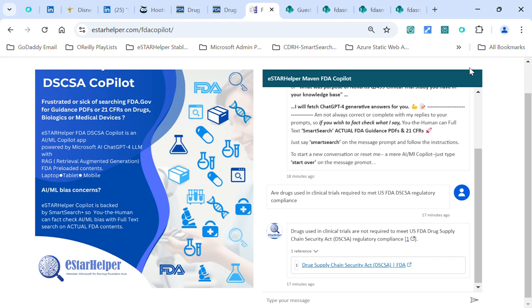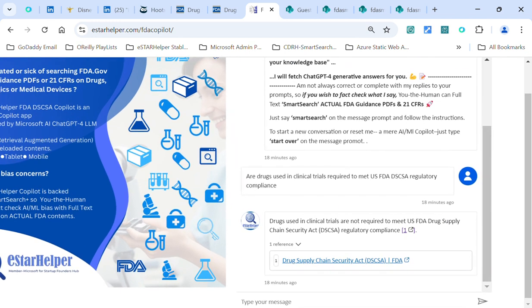So here we go. Regarding your question about clinical research drugs being required for compliance with FDA on DSCSA, I decided to run a query with our FDA CoPilot. So I essentially asked it, are drugs used in clinical research or trials required to meet the US FDA DSCSA compliance? And it looks like it gave us a somewhat convincing definitive answer that they are not required.